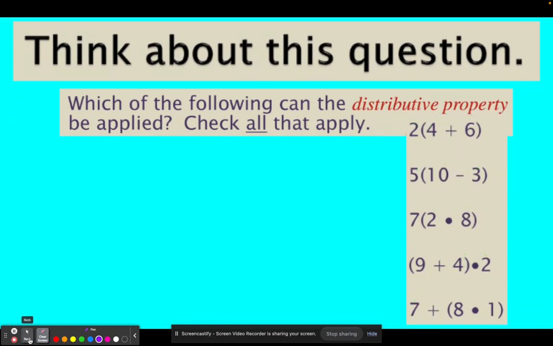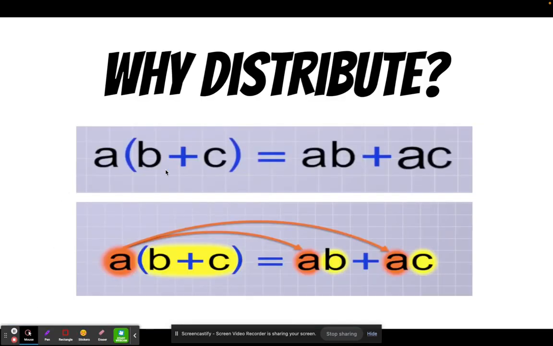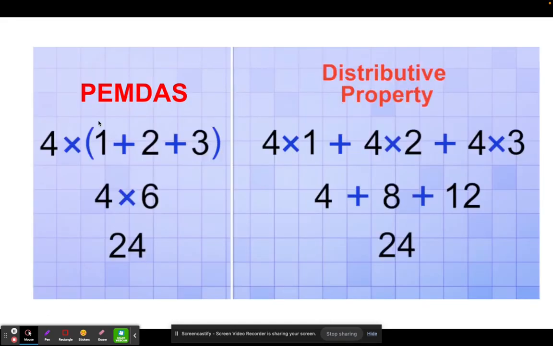Okay, great. Here we go. So why distribute? Why the heck are we even doing this? Let me show you, okay? So when we're doing PEMDAS, order of operations, if you look at this problem, what would you do first? You're supposed to do what's inside parentheses first, right? Okay, I'm going to do 1 + 2 + 3. What do you get when you do that? You get 6, right? And now I'm left with multiplying by 4. So 6 times 4 is 24. Awesome.